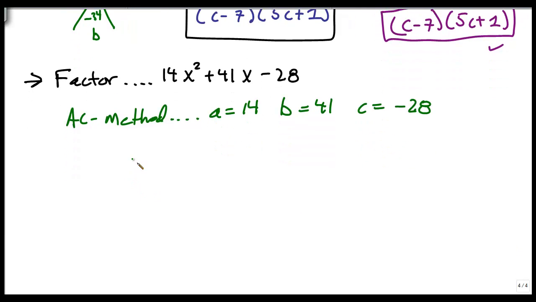Okay, so AC method. At the top I have A times C, which is 14 times a negative 28. And at the bottom I have B, which is 41. So here for the A times C, I have 14 times 28, and you can do that right off to the side of your paper, but you get negative 392. Holy cow. Now I'm not going to really worry about the negative part of the 392. I just want to look for combinations that could work here.